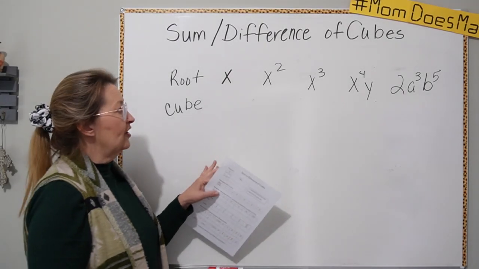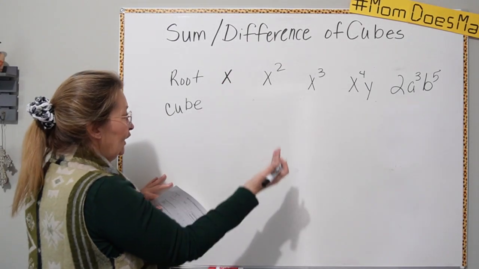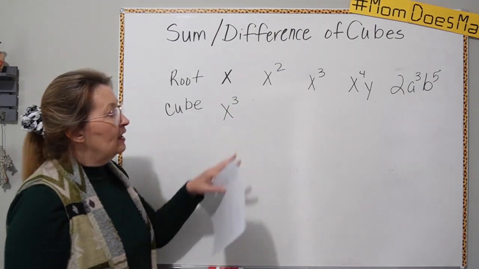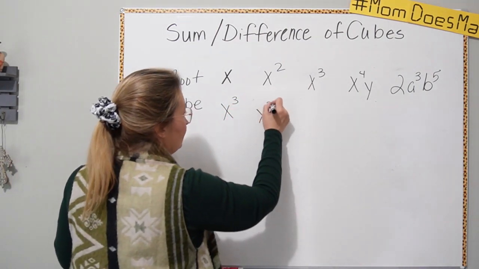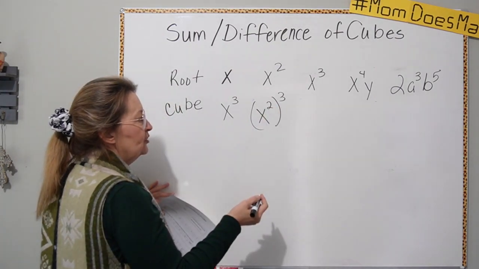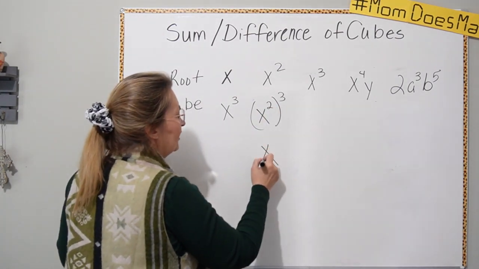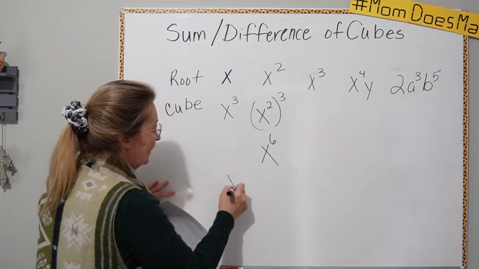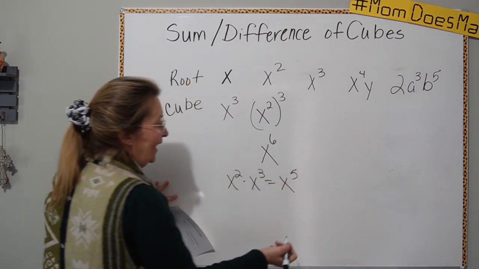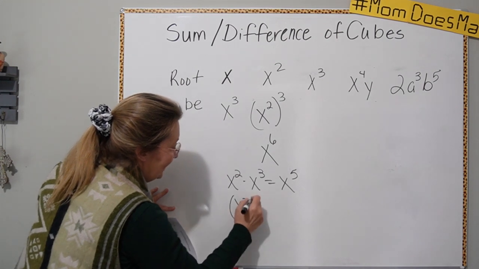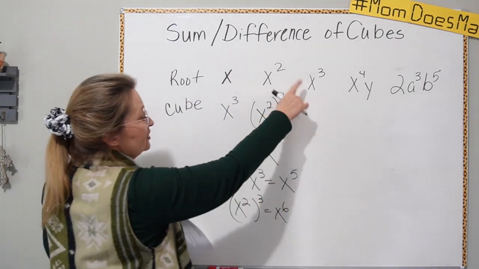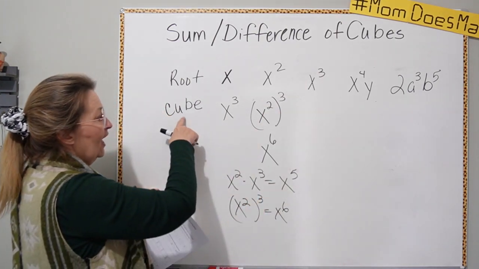Okay, now let's look at some variables. If I have x and I cube it, that's x to the third power. Now if I have x squared and I cube it, what do you do when you have one base with two exponents? If you'll remember, you multiply, okay? X to the second times x to the third, you add exponents. X to the second to the third, you're multiplying. So we're just going to multiply every exponent times 3.